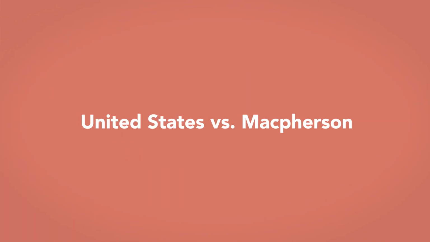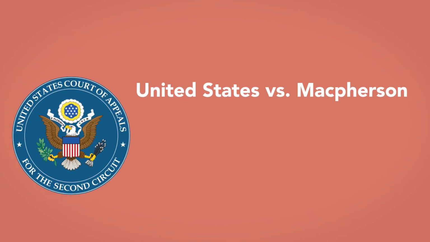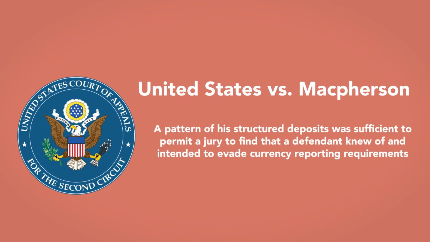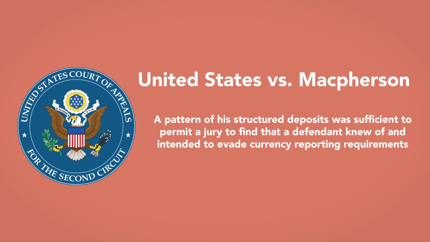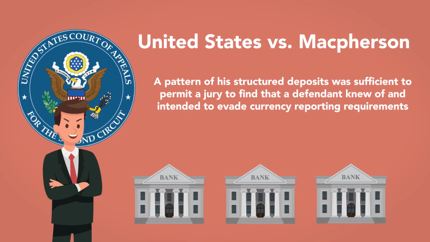In United States v. McPherson, the 2nd Circuit held that a pattern of his structured deposits was sufficient to permit a jury to find that a defendant knew of and intended to evade currency reporting requirements. In that case, evidence showed that in 6 out of 7 consecutive weeks, the defendant went to 3 different banks on the same day to make identical deposits of $9,000 each.